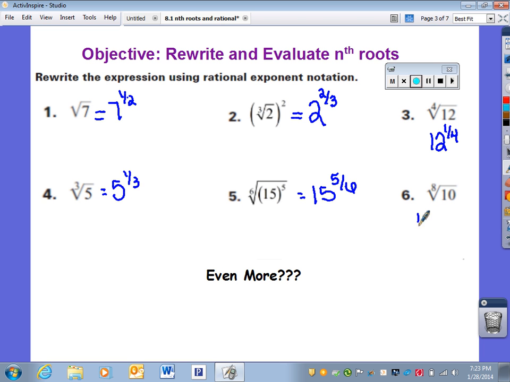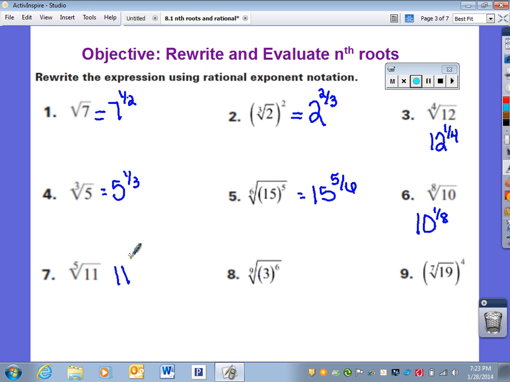In the next example, our base is 10. 10 has an exponent of 1 with a root of 8, so that's going to be 10 to the 1/8 power. Let's try a couple more examples. In this one, we have our base of 11. 11 has an exponent of 1 with a root of 5, so that's going to be 11 to the 1/5 power.